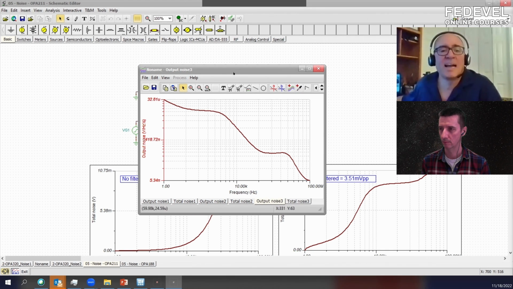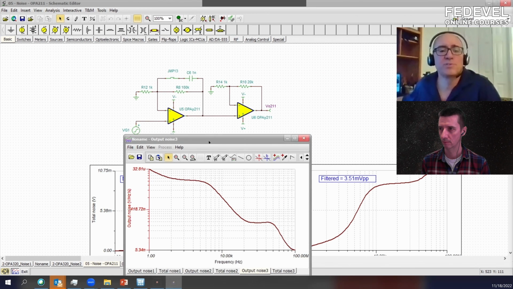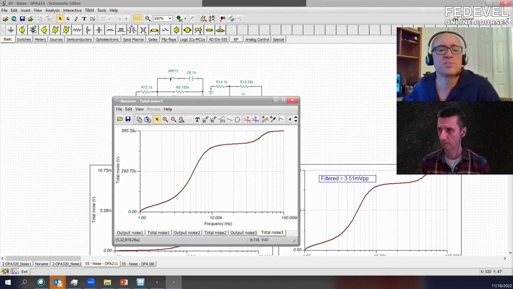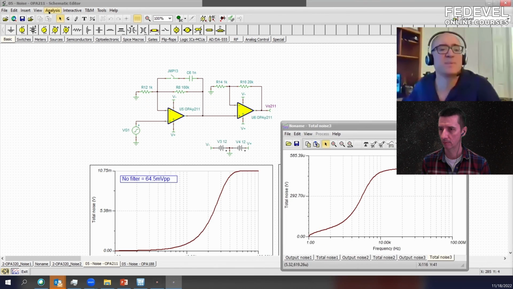So I did this simulation with the switch closed, and the total noise, and this is what you would measure on the oscilloscope, is the integration of this noise density. This total noise is about 580 microvolts RMS. And if I do the same simulation, but I open this switch, so without filter. Right, no filter. Let's see what happens.